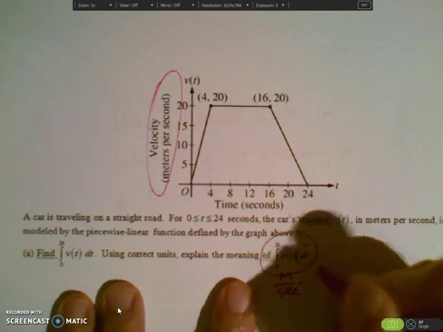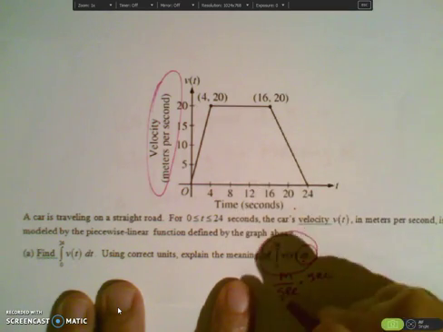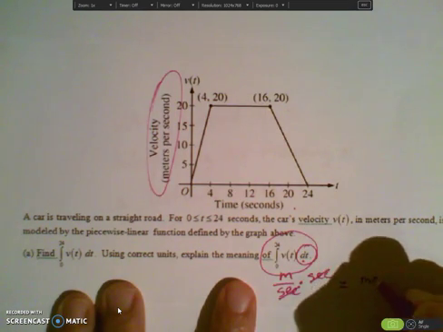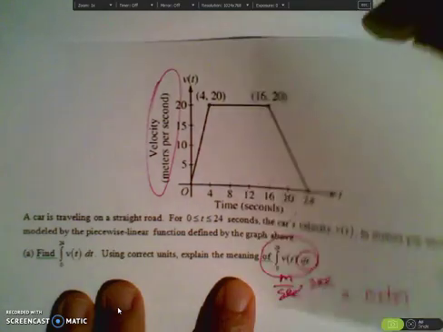And then I'm multiplying by this differential, which is the time element measured in seconds. These seconds will divide out, which means that my answer should be in meters. Those would be the correct units for the answer.